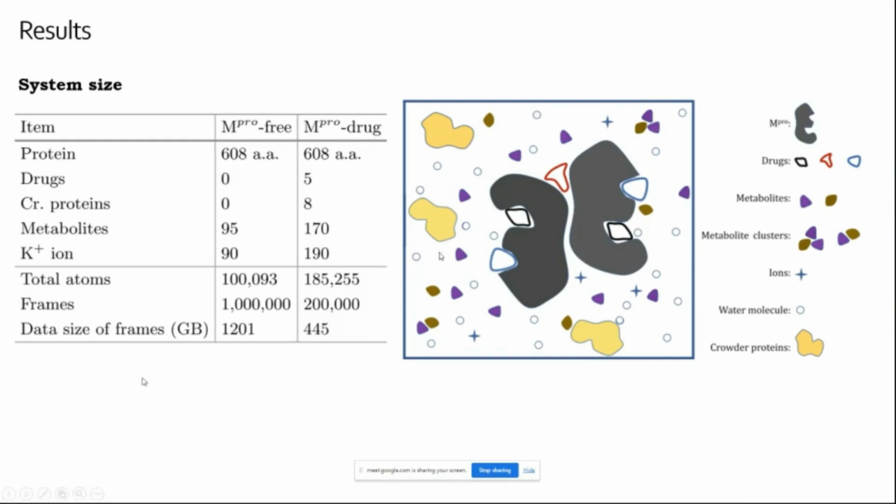So doing this, what were the results that we obtained? What were the surprising things? I'll tell you one very surprising thing at the end. The system sizes of the two that I mentioned: one of them had 193,000 atoms, the other one 185,000. The number of frames is something like 1 million, that is 10 lakhs, in the first one and 2 lakhs in the other. And what you see are various types of molecules.